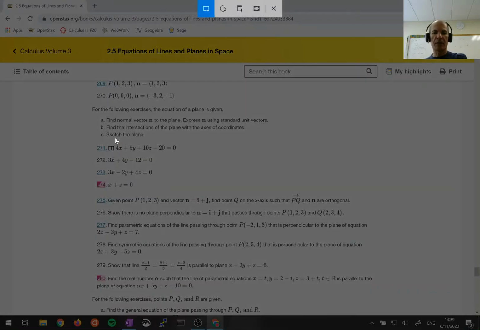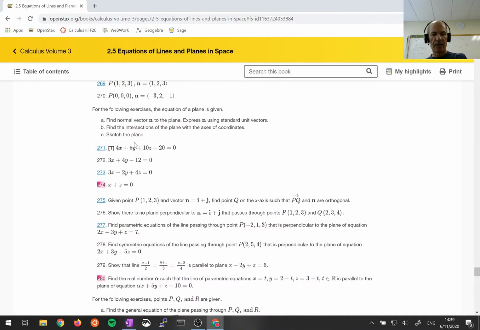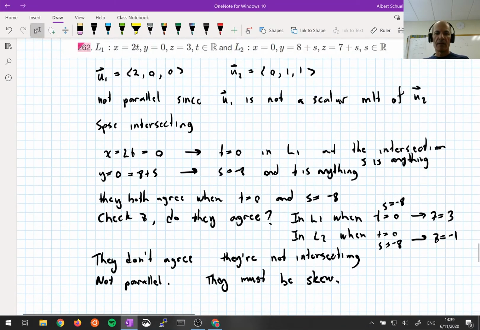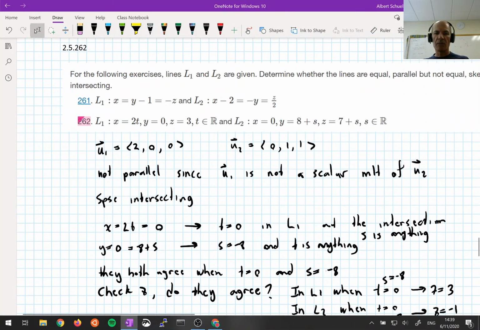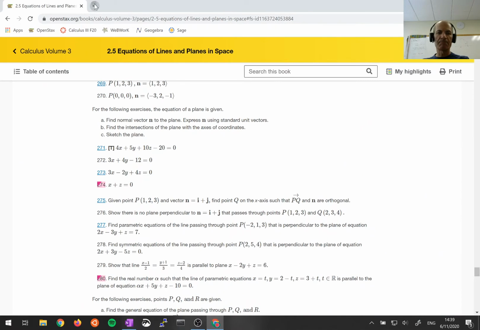Oh, and you know what? Before I do this, let's go back. We had these two lines. Let's look at these lines in GeoGebra and see if indeed we're correct that they're not intersecting. So I'm going to go pull up GeoGebra here.